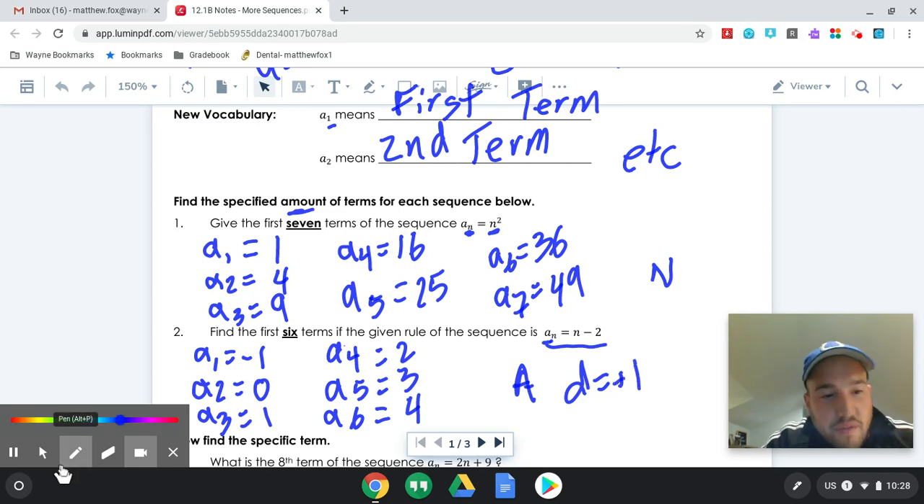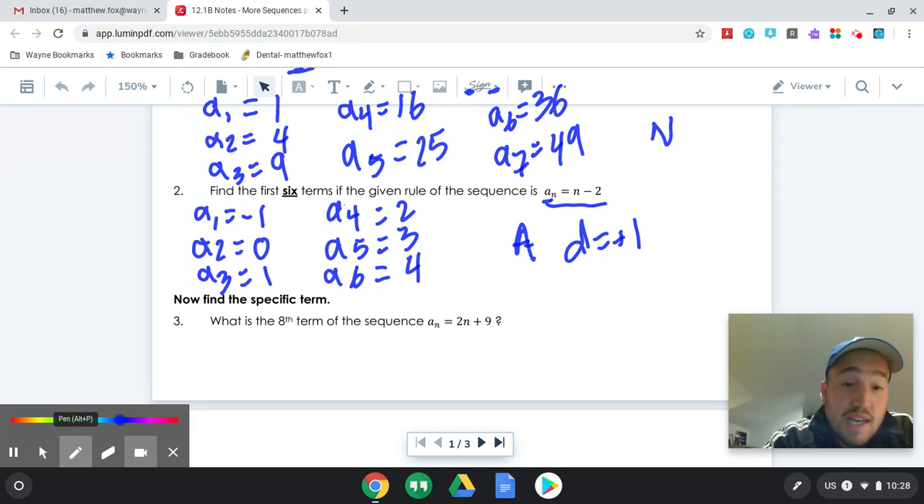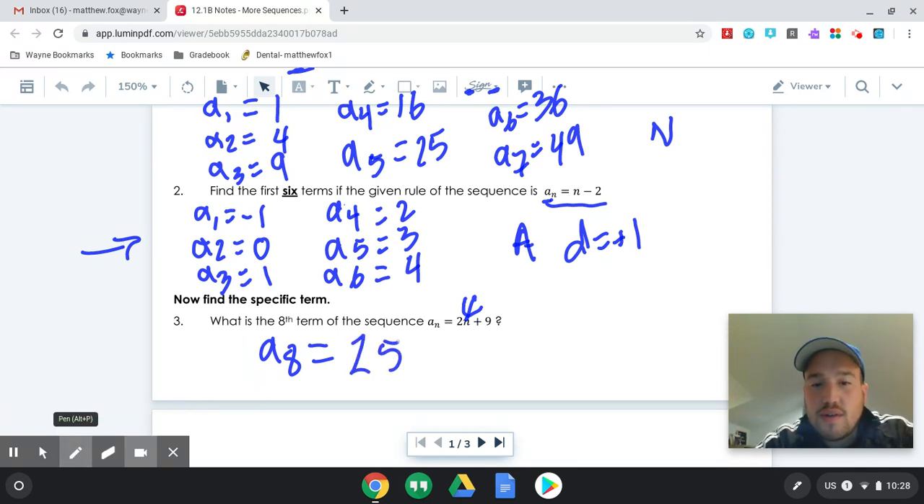Okay, now, the final thing we need to do today is very easy still. It says, now find the specific term. So what if instead they said, just find me the 8th term of the sequence, a sub n equals 2n plus 9. Same exact thing, except we don't have to do all of this. I don't have to start at 1. I can just do a sub 8 equals, and then right here we plug in that 8. 2 times 8 is 16, plus 9 gives us 25, okay? And we are done. So that's all we have to do.